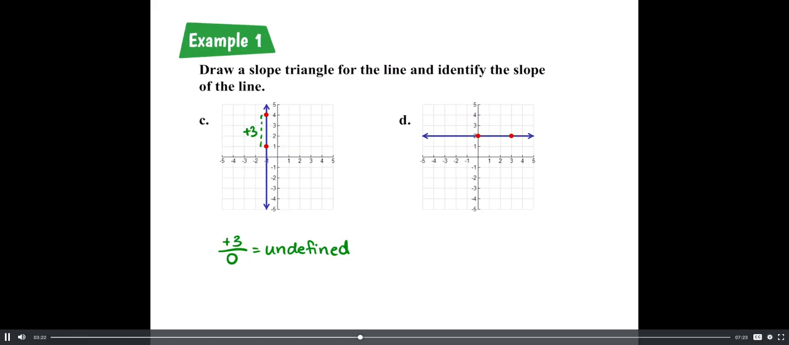Problem D. Normally, we begin by moving vertically up or down, but this graph does not change vertically. However, it does move to the right by 3 units. The unit rate is 0 over 3. 0 divided by 3 is 0, so the slope of this graph is 0.